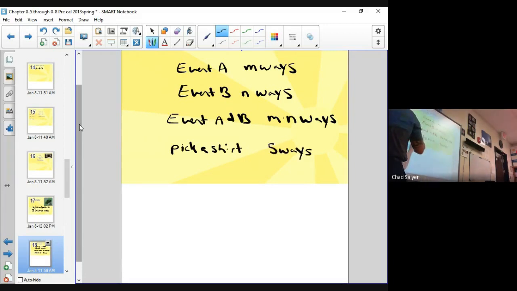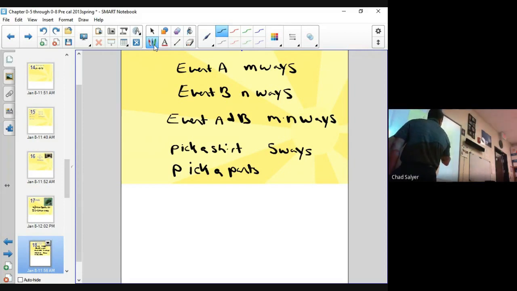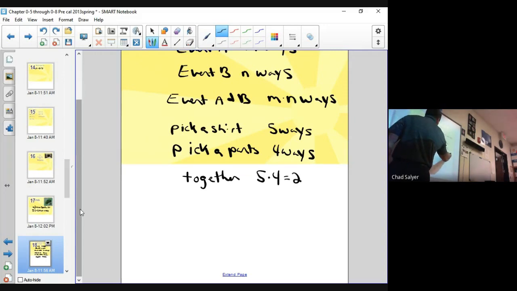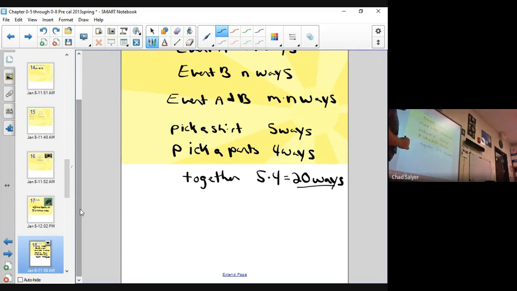And let's say event B is going to be to pick a pair of pants. So if you're picking out a pair of pants, say that can happen 4 ways. So you've got 4 pairs of pants you like to wear to school. And so just picking a shirt and a pair of pants together, those can happen 5 times 4 or 20 ways. So you'll have, from those 9 articles of clothing, 20 different outfits you could wear. So you could wear something different for 4 weeks of school days.